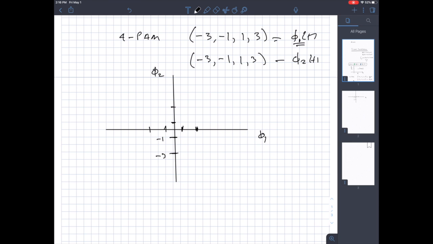So you get these points that come from demodulation. We demodulate just like we did before, only this time there's both a sine component and a cosine component. And you get this constellation in space, in the signal space.